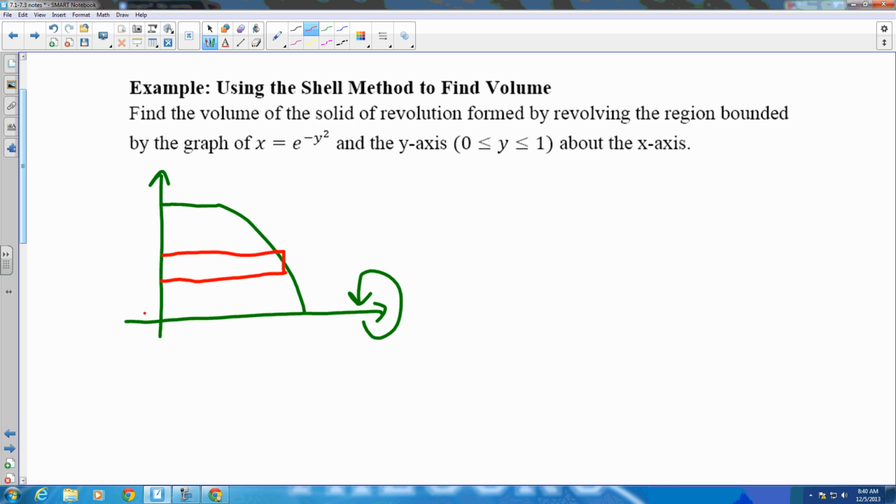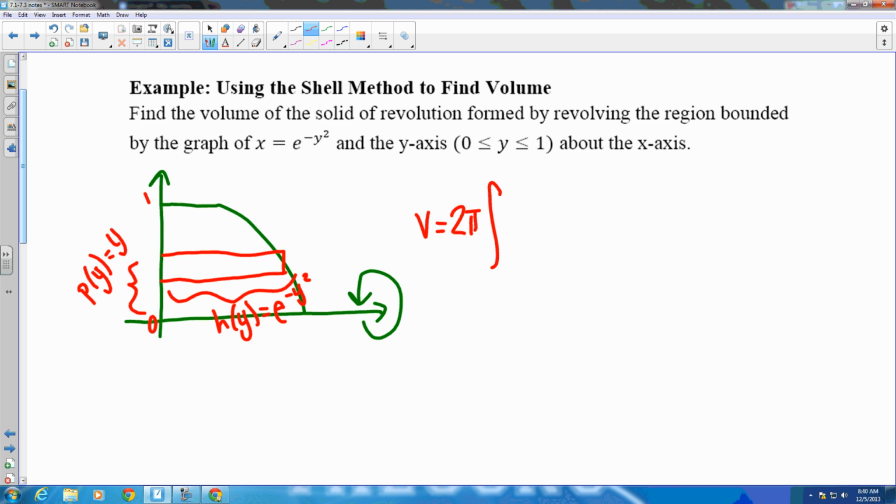So our p of y is the height that it takes to get to our rectangle. Since we could draw a rectangle anywhere, that is y. And then our h of y is the height of the rectangle, which is the function e to the negative y squared. This is from 0 to 1. So the volume is 2 pi from 0 to 1 of p of y times h of y, which is y times e to the negative y squared dy.